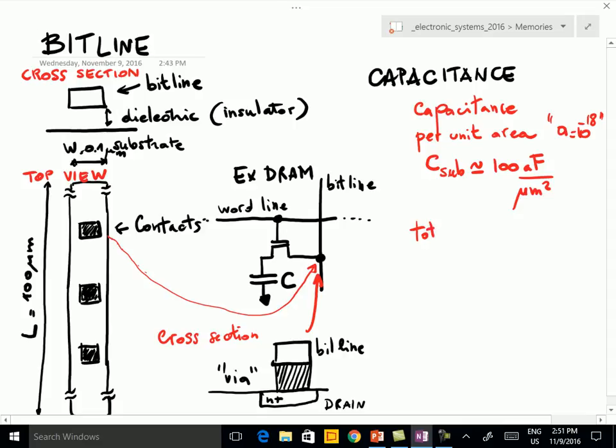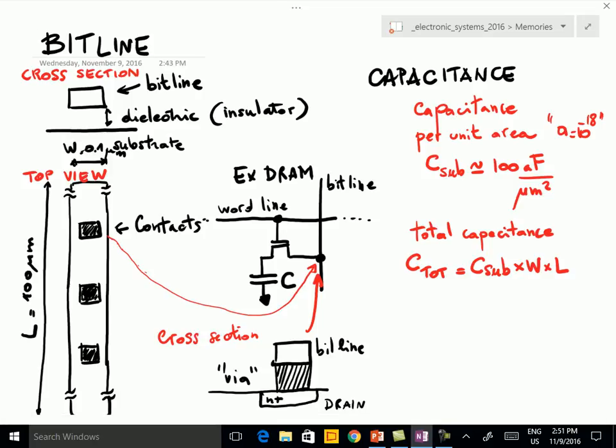So the total capacitance, let's call it C tot. We have to sum the capacitance of the bit line, which is C sub chi, the value before, times W times L, the area of the plate, the length and the width of the metal line, plus we have to consider the capacitance of each contact. And in order to compute the capacitance of each contact, we need to know C contact times N, the number of contacts that we have along the bit line.